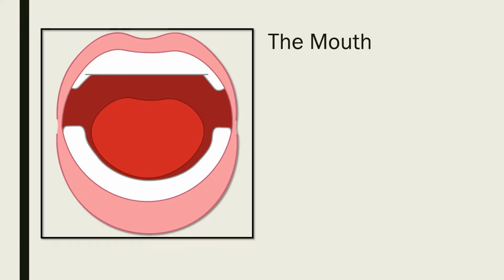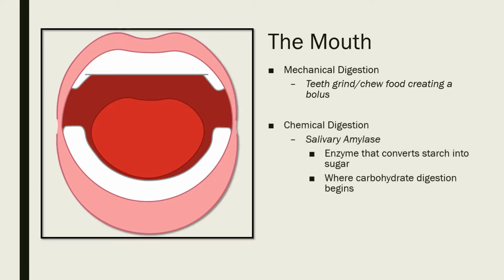Digestion always begins with the mouth, where two processes are taking place. One is mechanical digestion. Through the grinding of teeth and chewing of food, you are creating what's called a bolus. There's also chemical digestion via salivary amylase, which is just an enzyme that converts starch into sugar. And so just note that the mouth is where carbohydrate digestion begins.